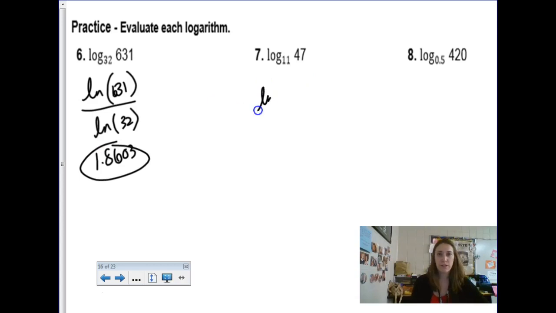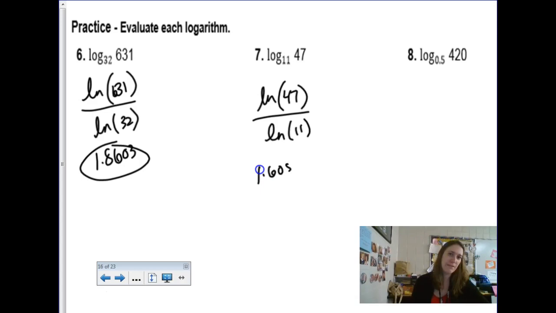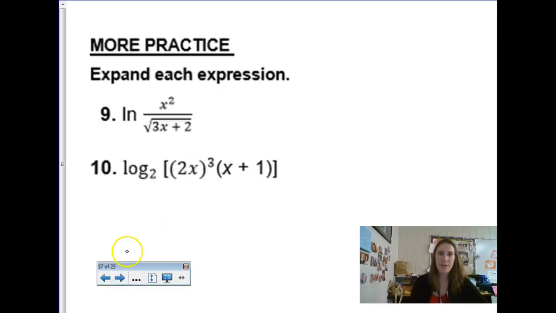So then here, again, natural log for me all the way. So natural log of 47 divided by natural log of 11. And then when I type that in, I get roughly 1.6056. The math behind it makes a lot of sense once we talk about actually solving exponential and logarithmic equations.